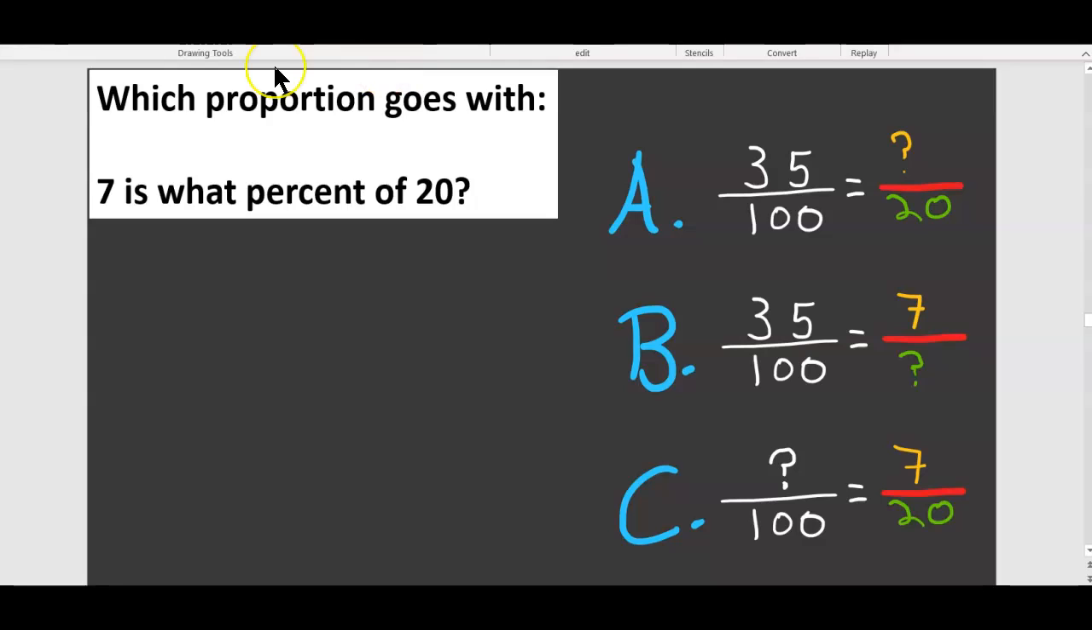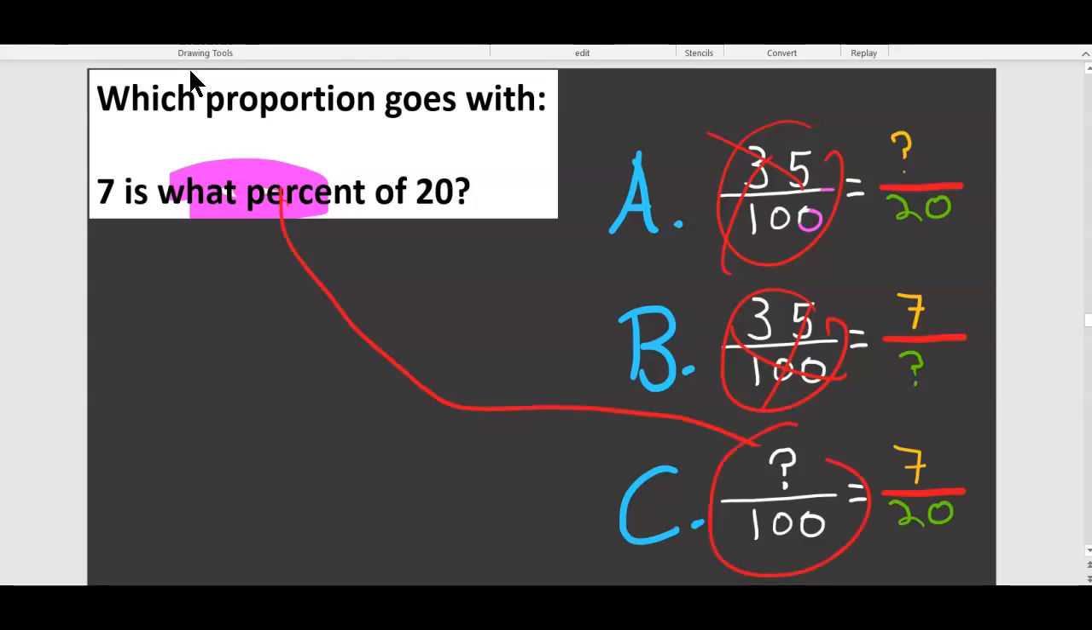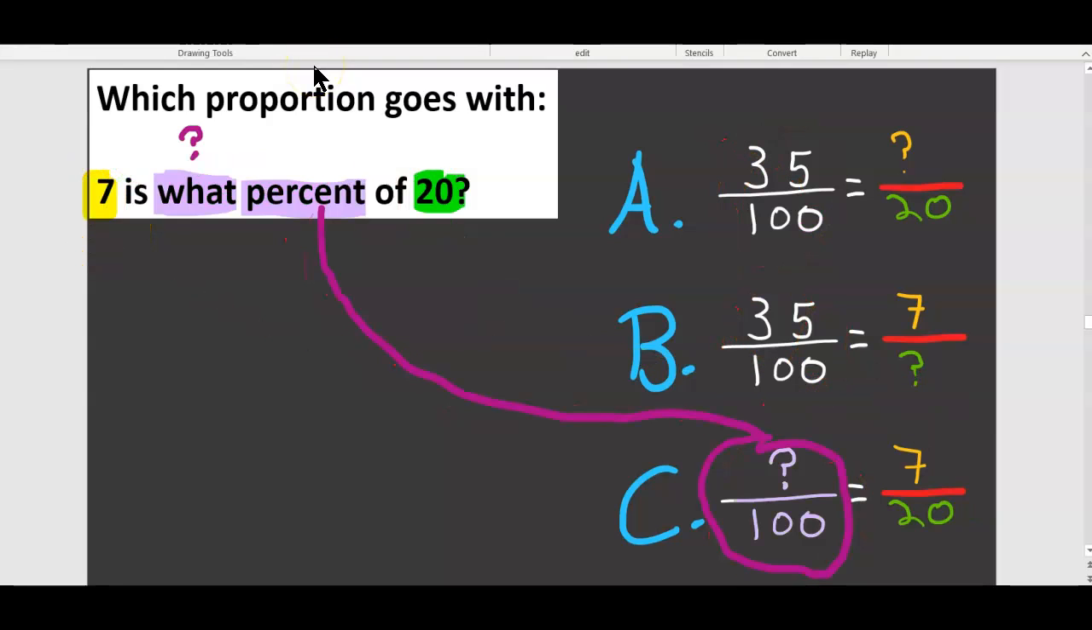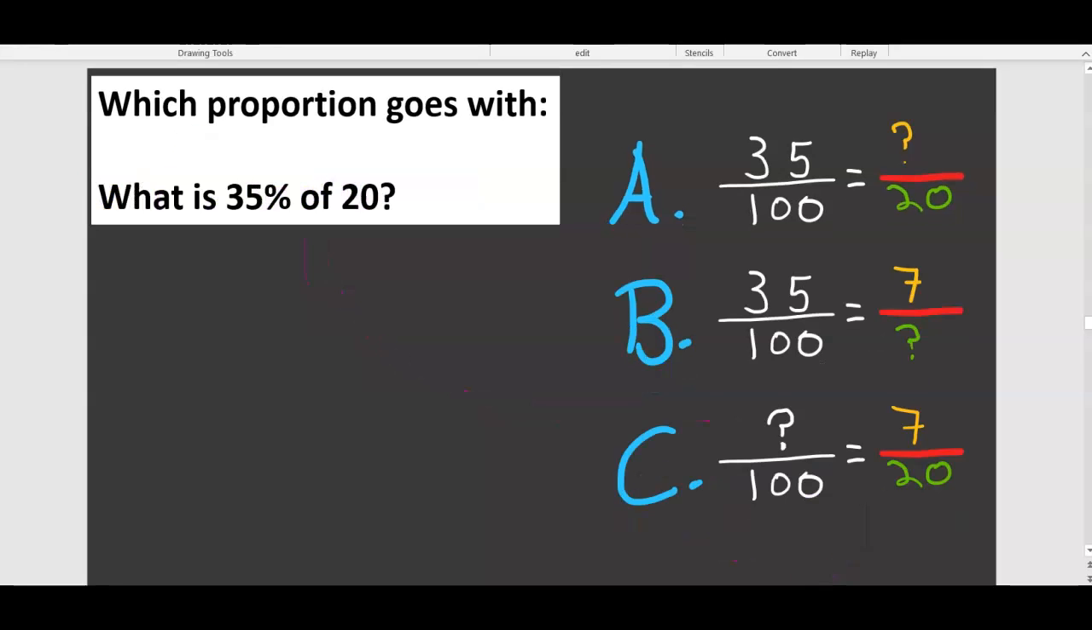Okay, so let's see here. 7 is what percent? Right away I think about what the percent is, and we don't know what the percent is. If you look here, they tell you the percents, so it can't be that one or that one. By default, it's got to be this one, right? Let's just make sure. The out of 20, yep, and that goes on the bottom. And sure enough, 7 is on the top. Oh, look, I could have just done this.